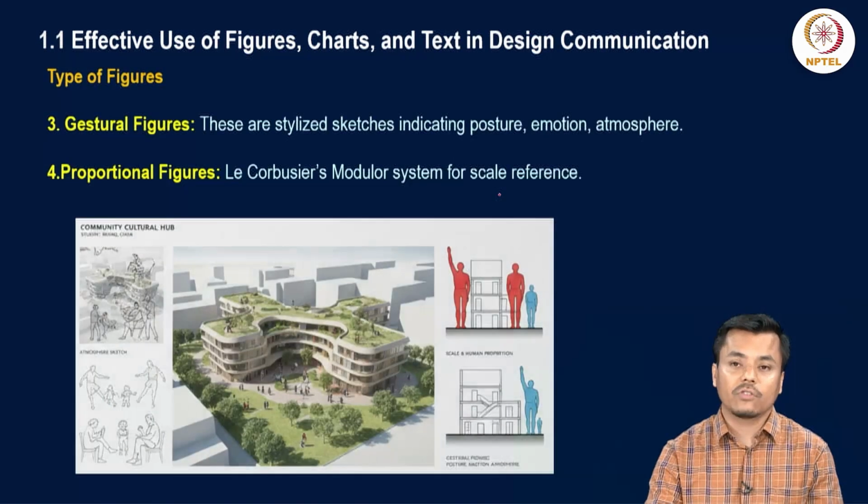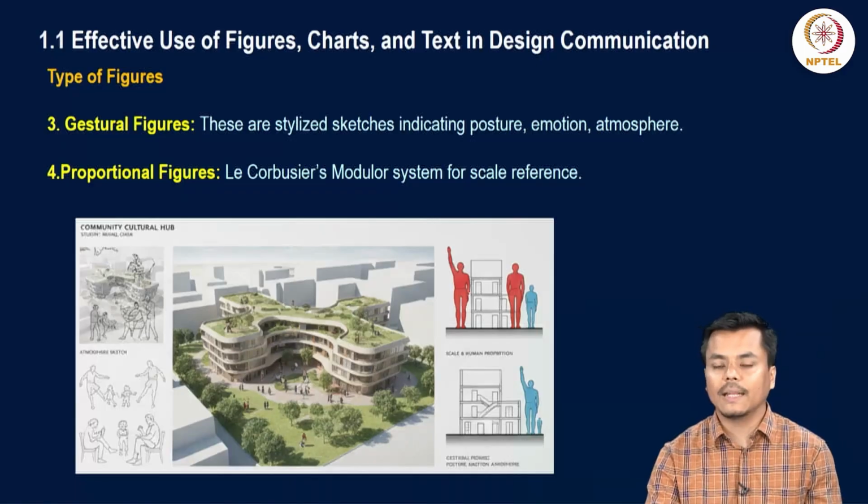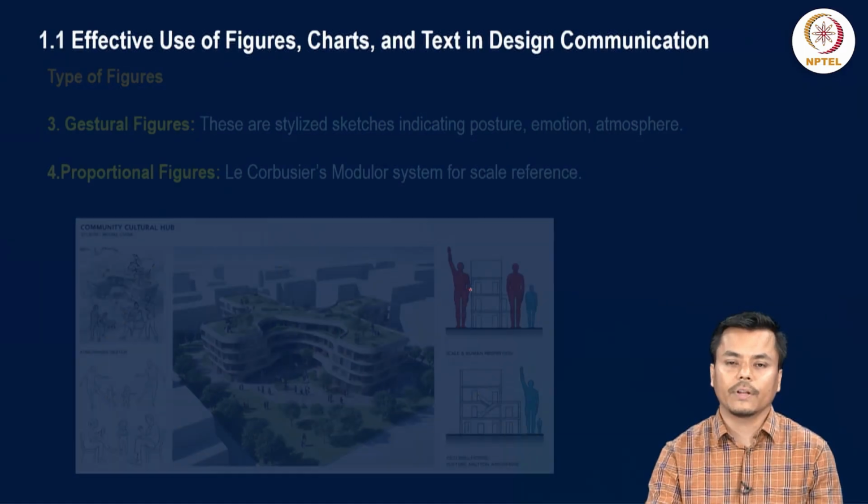Then there are gestural figures. They are stylized sketches indicating posture, emotion and atmosphere. Then there are also proportional figures like the modular man that was designed by Le Corbusier, and we can use similar figures in our drawings to present an idea about the scale reference.